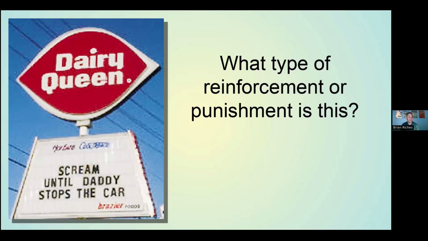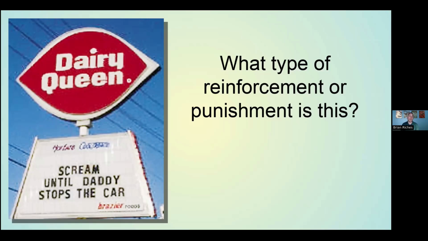All right, the kids here are getting a positive reinforcement if the dad stops. If the dad stops, their screaming behavior will be reinforced. They will be more likely to do that screaming behavior in the future. It is also, if the dad stops, a negative reinforcement for dad. He did the behavior of taking them to the place, and it stopped the screaming. It removed the screaming from his car. So he is negatively reinforced to be more likely to stop the next time.